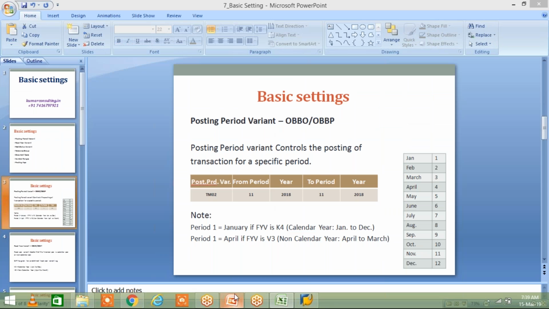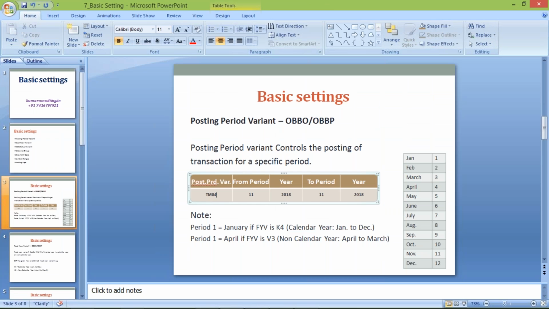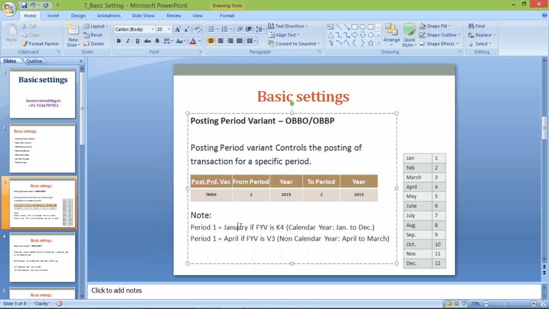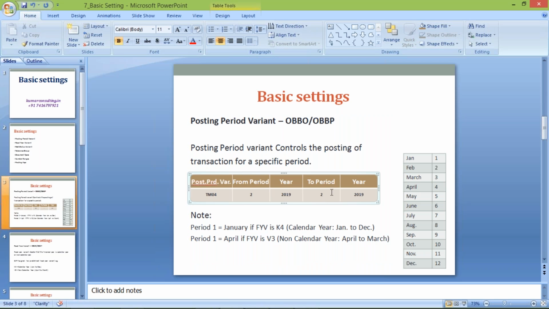Let's suppose I make this variant TM04. So what is happening in February month? We have opened period 2, 2019 to 2019. This is how we have the option. It means whenever we are going to post a transaction, we can post transactions only in February month. Here it is from period 2, to period 2, and this is the year.